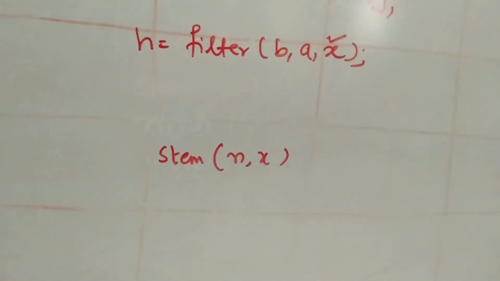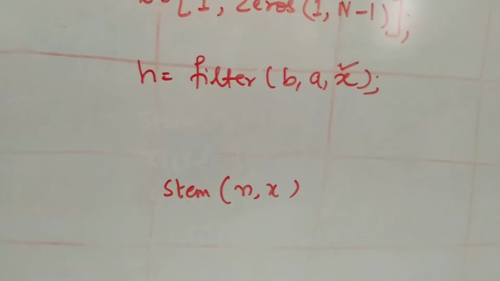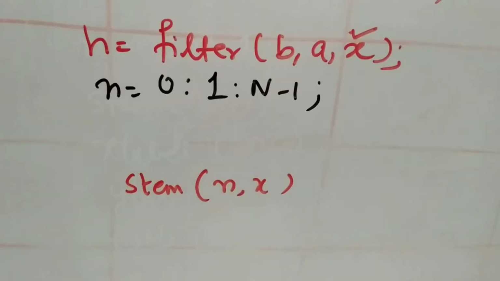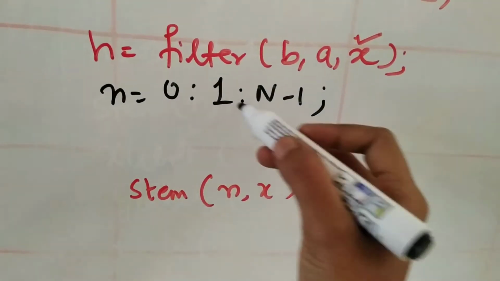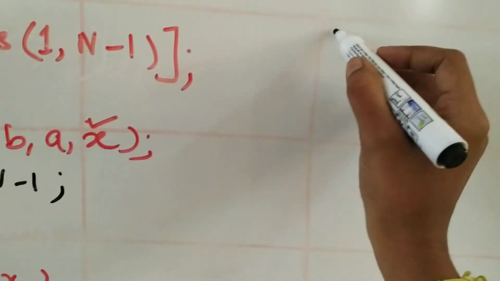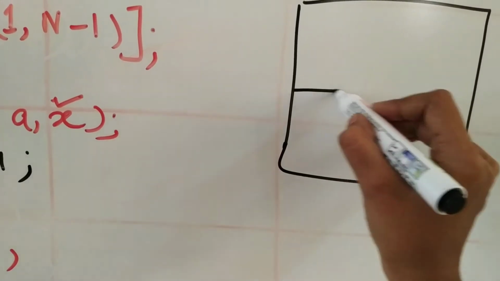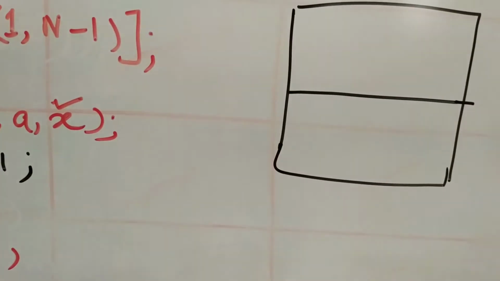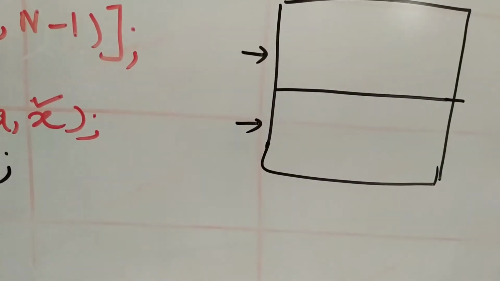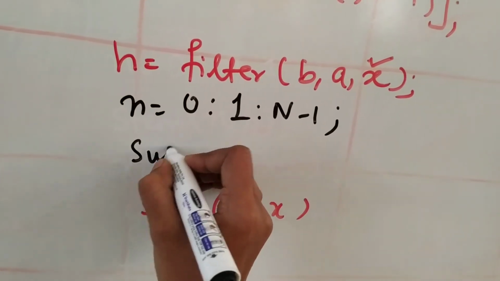Now again the question remains, what will be n? So the n value we have to declare. The n value will be taken as n is equal to 0 colon 1 colon n minus 1. Since here we are going to plot two graphs, we are going to take up a single plot and divide it into two. So here you can see this is two rows and one column, right? So we are going to make use of the function subplot.